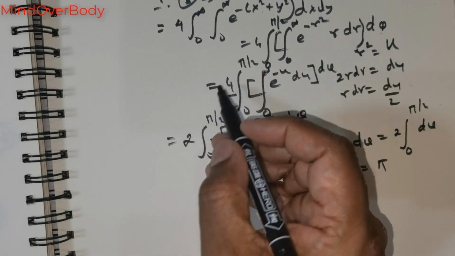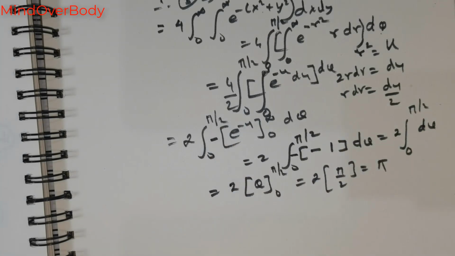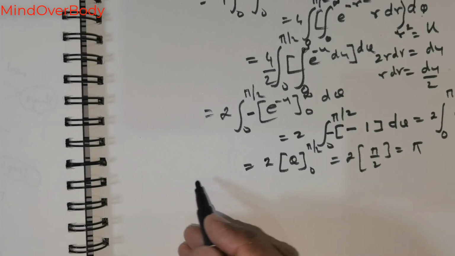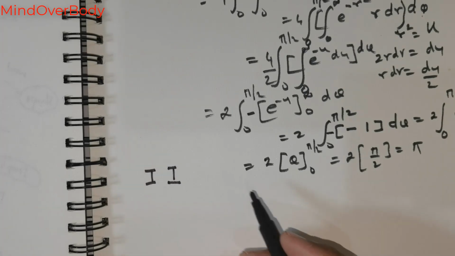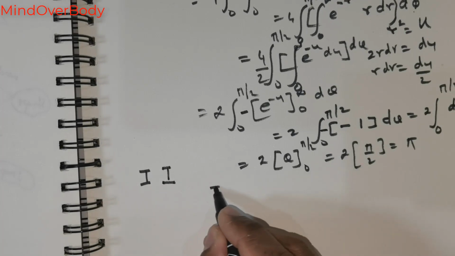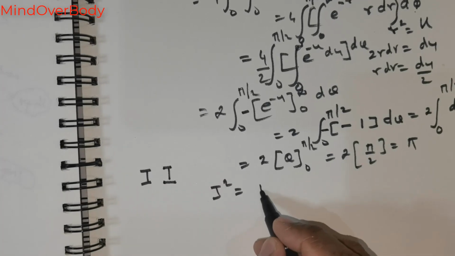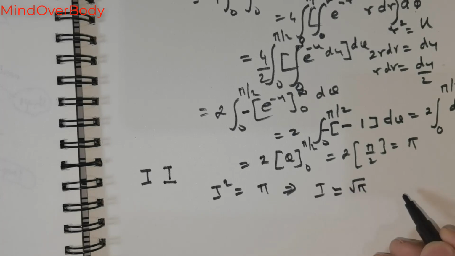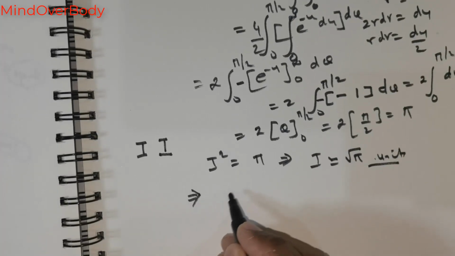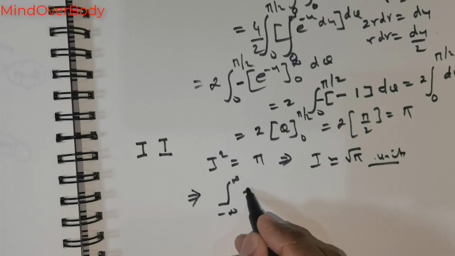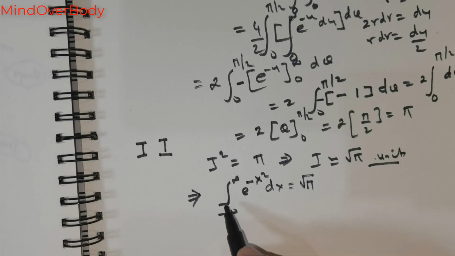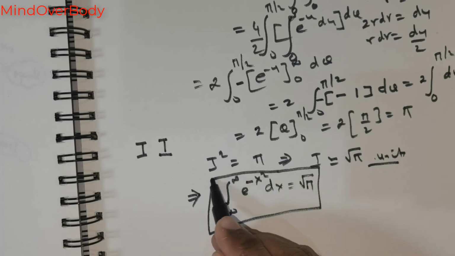So what is this exactly? If you look at the original system, we had actually I into I, if you remember. So this is nothing but I², and on the right hand side you got π. We need only I, so this means I is equal to root of π, and this is the famous Gaussian integral. This implies the integral from negative infinity to infinity of e raised to the power of negative x² dx is equal to root of π, and we have achieved this beautifully.